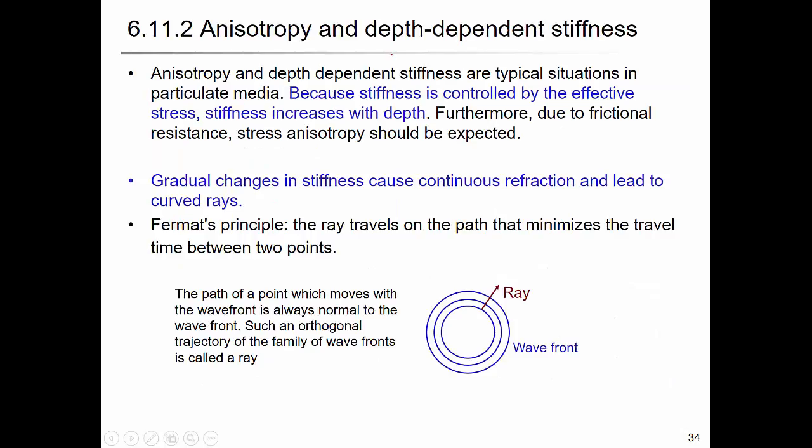And anisotropy and depth-dependent stiffness. This is important because the stiffness is controlled by the effective stress. Stiffness increases with depth. So, for example, the shear stiffness increases with the vertical effective stress.